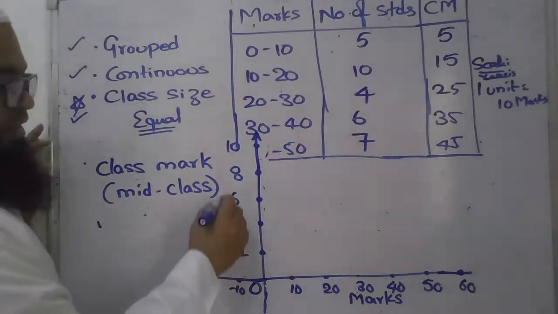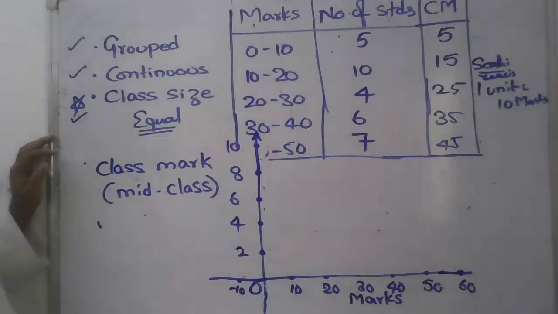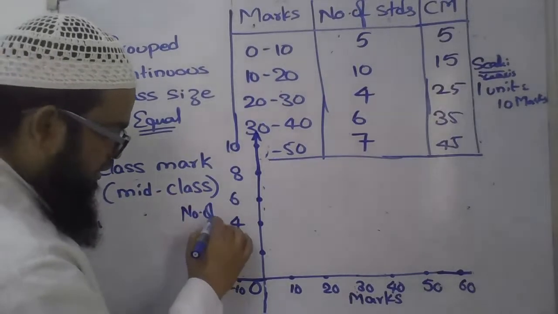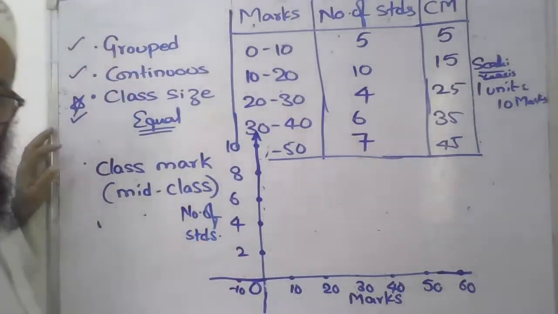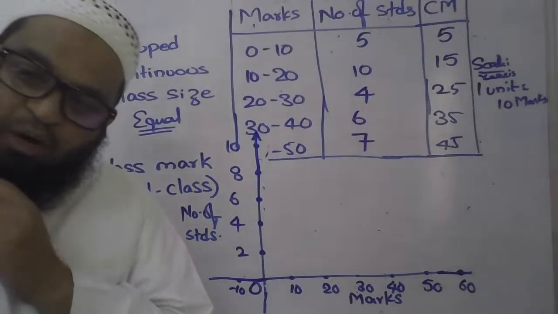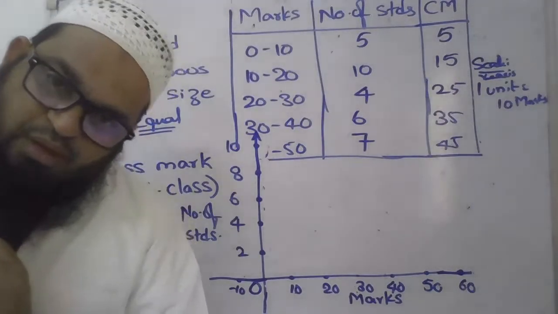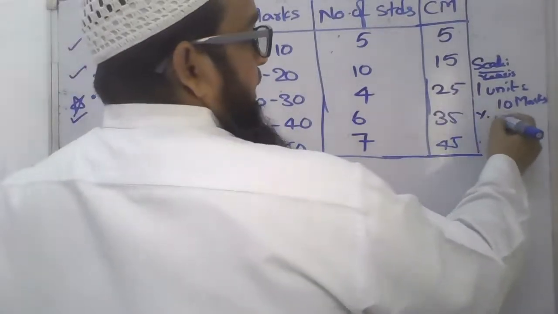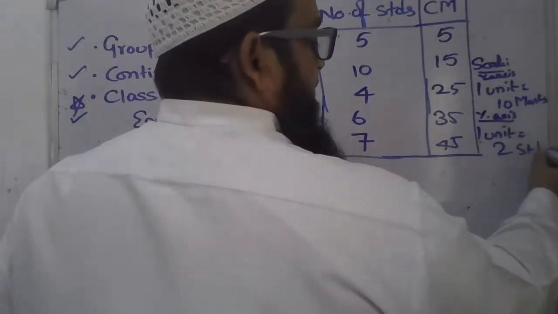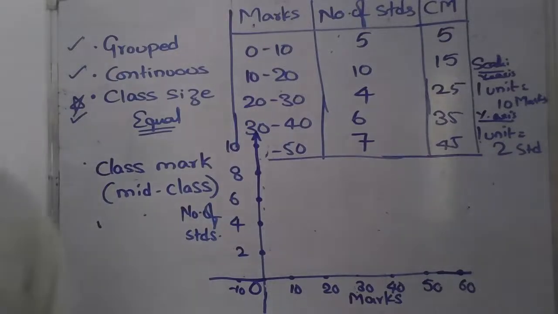And what should you name the y-axis? Number of students. Okay, good. So it is number of students. Now wait, because it is important. And one more scale for the y-axis: 1 unit is equal to 2 students. 1 unit is equal to 2 students.